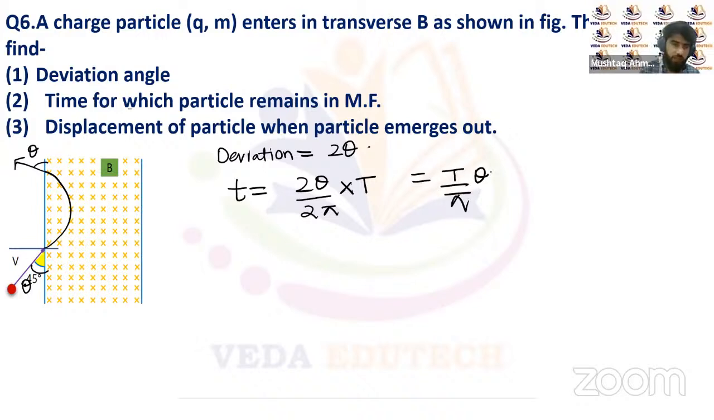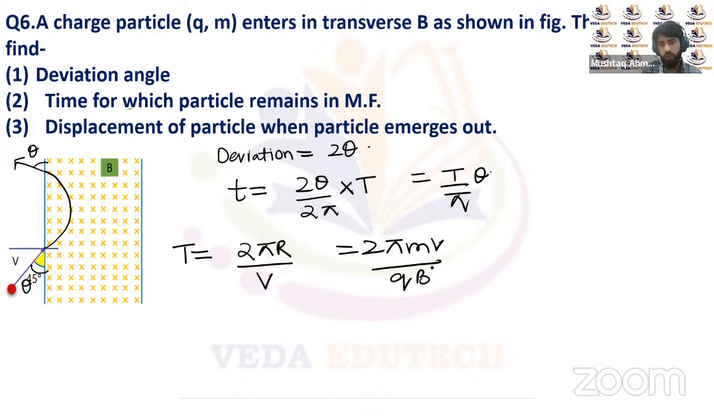Now theta is the angle at which this particle will enter the magnetic field. I can see here theta is given as 45 degrees, and we can calculate the time period for the charged particle. If the particle moves in a circular path, the time period will be 2 pi r upon the velocity v. And the value of r is mv upon qB. So v and v will get cancelled, and it will be 2 pi m upon qB.